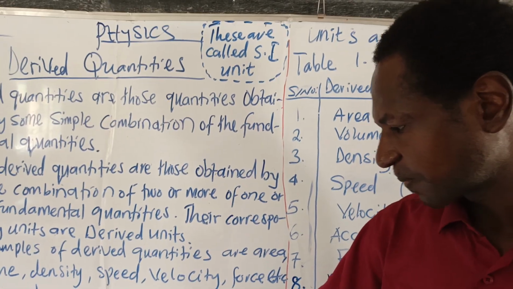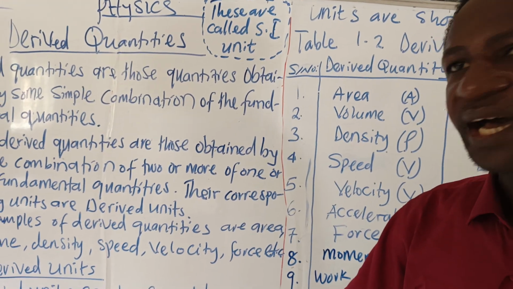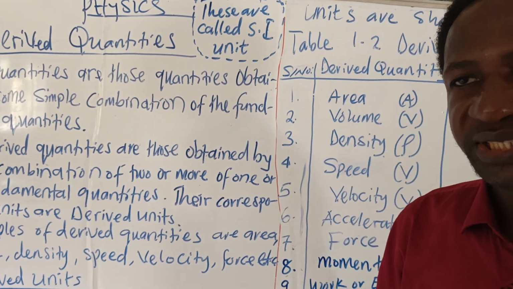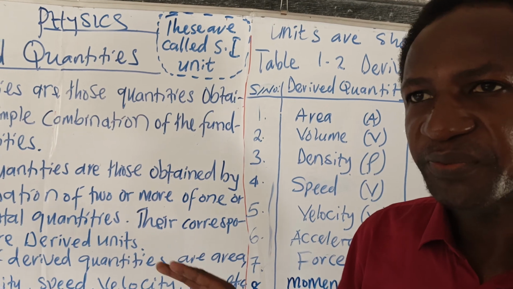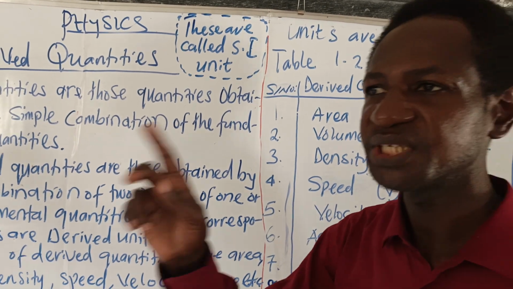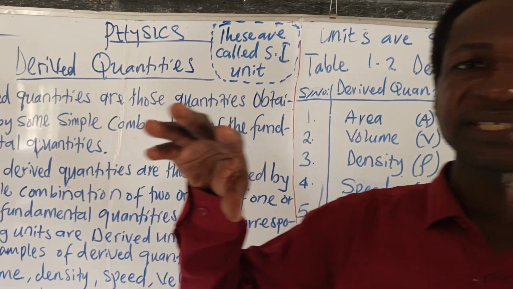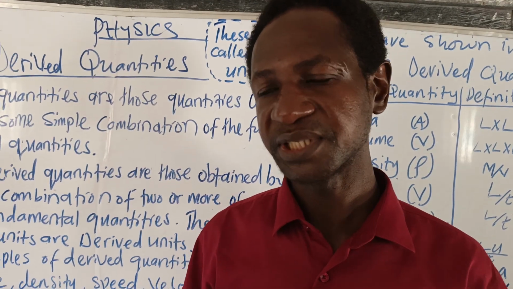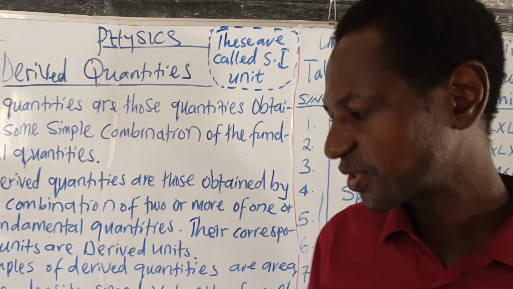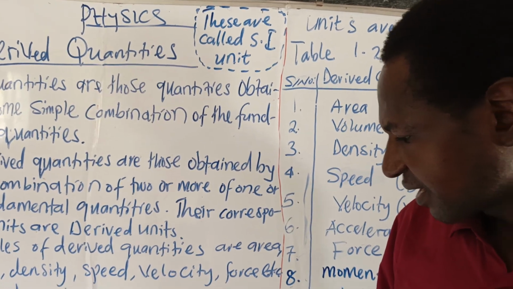Example: volume. Volume is meter times meter times meter, which is equal to m cubed. So the unit is m cubed. Then density is mass divided by volume. So therefore it is kilogram per meter cubed.